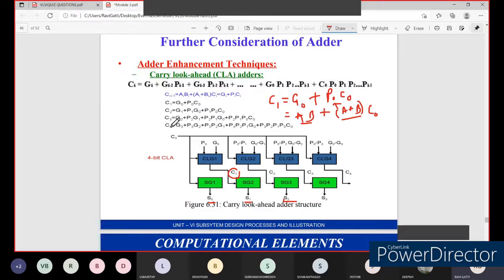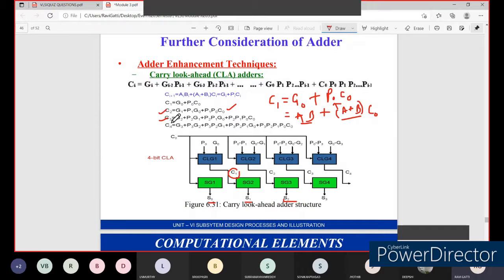Similarly, if I want to go for the carry of the second bit addition, how can I generate it? It is G1 plus P1 into C1, so for this I need to multiply with P1. So what you'll be getting is P1 into G0 plus P1 into P0 into C0.